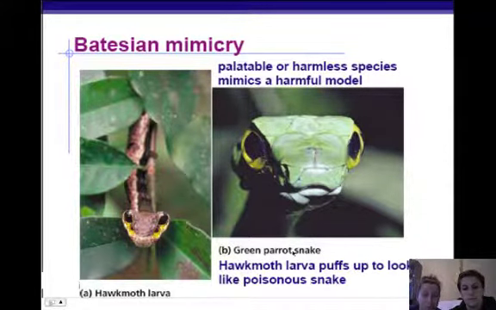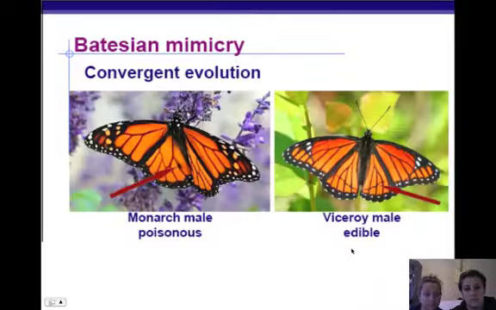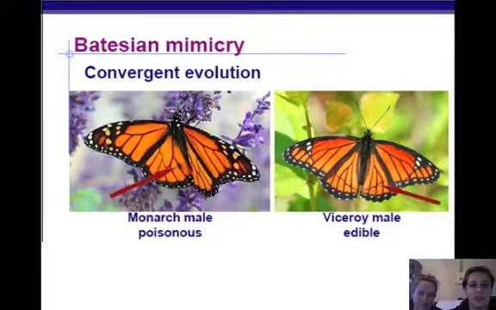Okay, so here's an example down here. It says, a hawk moth larva puffs up to look like a poisonous snake. Okay, so here's the larva right here. And it puffs up its face because it wants to look like this poisonous snake right here so that other organisms stay away from it. All right, here's another example of Batesian mimicry.